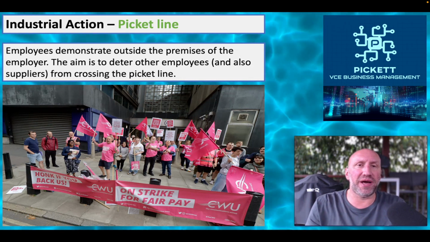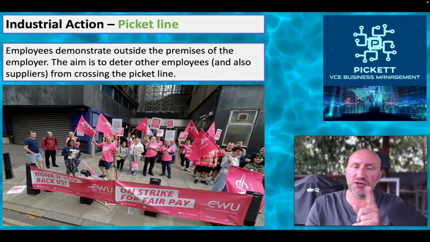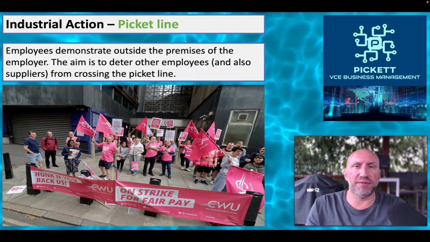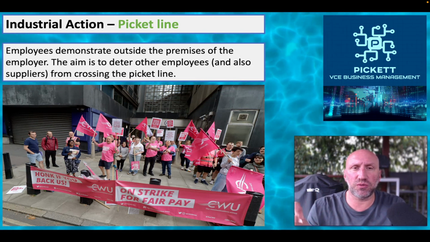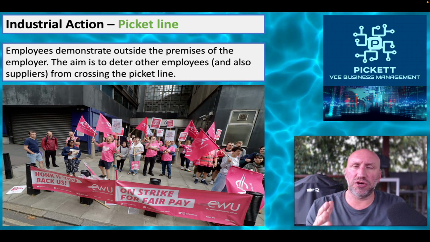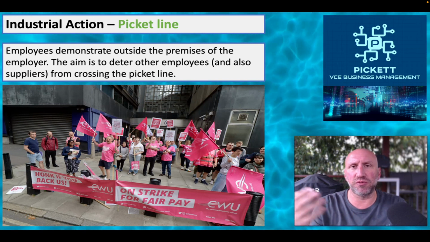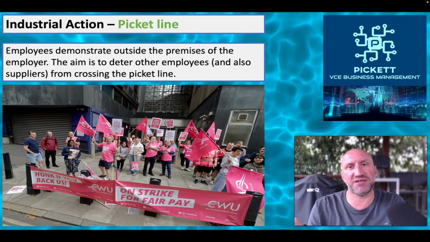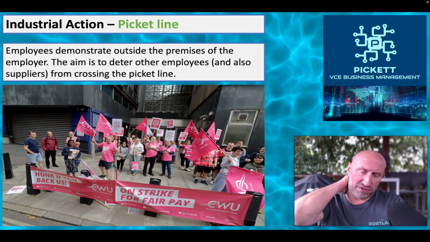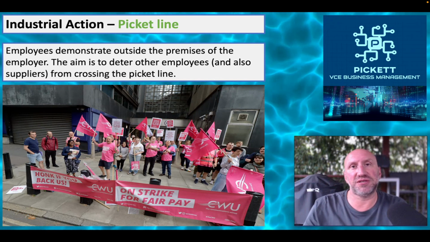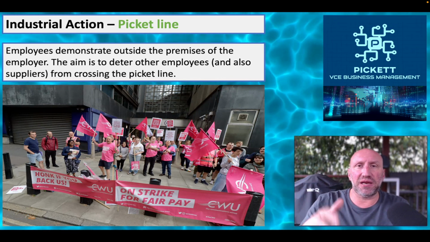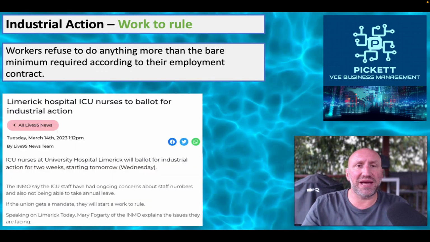The word picket, by the way, obviously one T, not two like my name, comes from the French word piquet, P-I-Q-U-E-T, which is a stake in the ground, which is used to form a border, hence the picket fence, the same origins. So not that you need to particularly know that, but anyway, just out of interest. Picket line and strikes often go hand in hand.